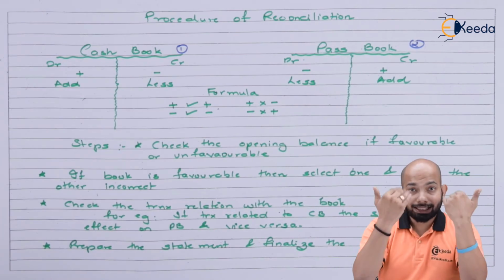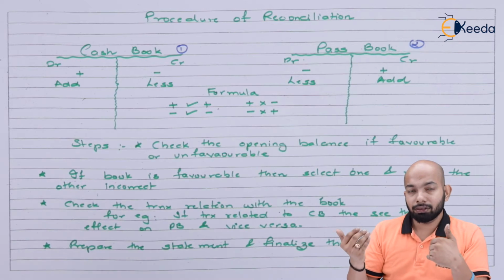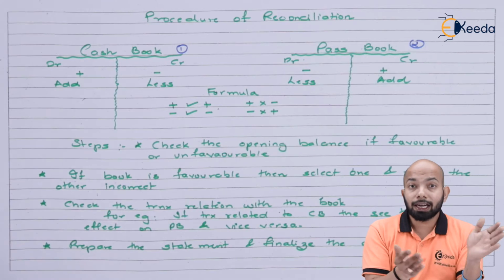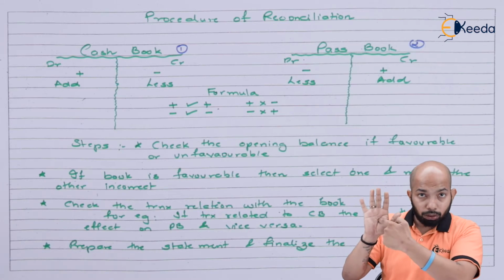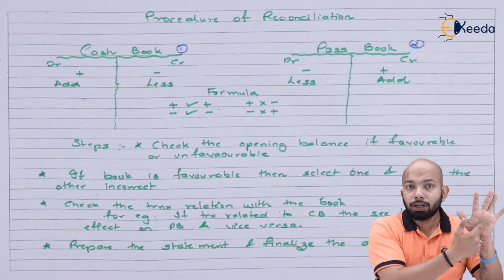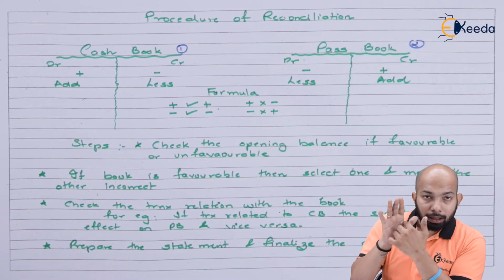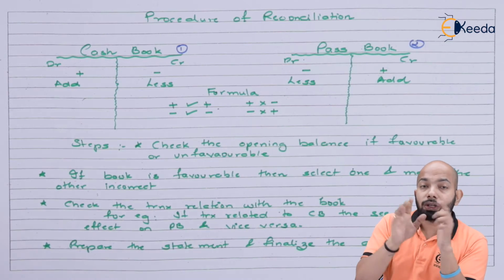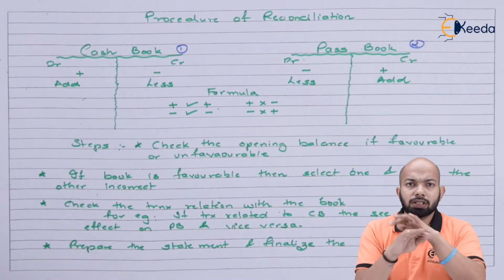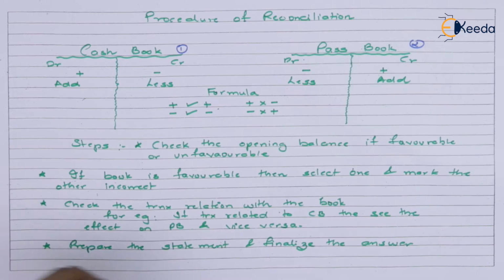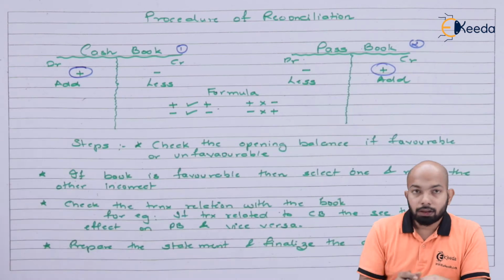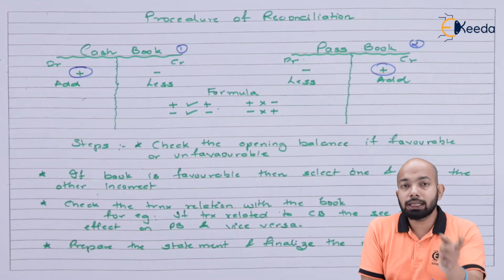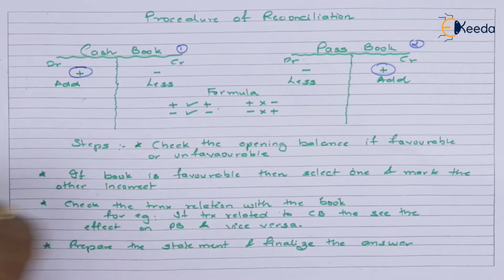Similarly, for passbook, if money is coming into your account, it will be on the credit side, that is addition. If it is being subtracted from your account, it will be on the debit side. So if you can match this thing, debit side of cash book is equivalent to the credit side of passbook. Add. Similarly, debit side of passbook is equivalent to the credit side of cash book. Subtract. That's what we have mentioned down there. Debit side of cash book here is equivalent to the credit side of passbook. Similarly, credit side of cash book is equivalent to the debit side of passbook here.